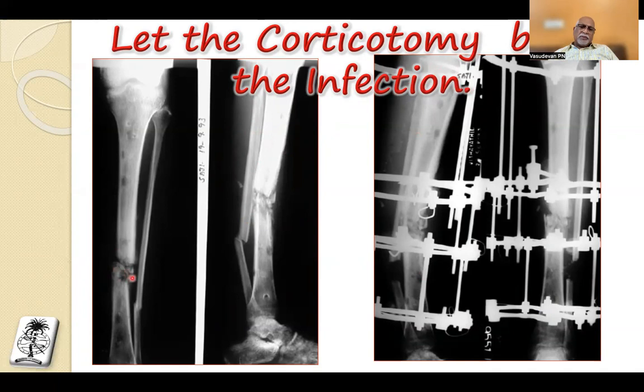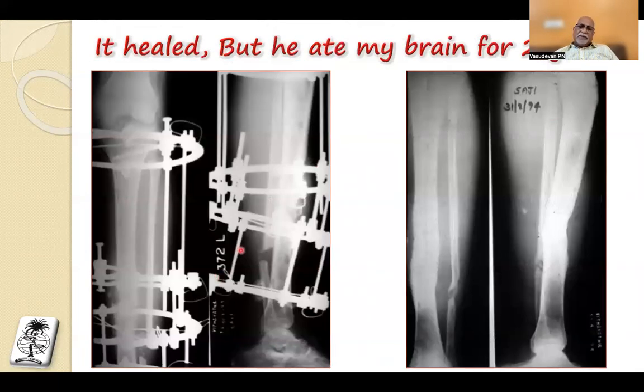So there is a sequestrum, a small, tiny sequestrum there. So I didn't do any debridement. I stabilized it, did a corticotomy, and tried to see what is going to happen in this case. In about 3 to 6 months' time, it is completely healed. But it ate my brain for nearly 2 years.